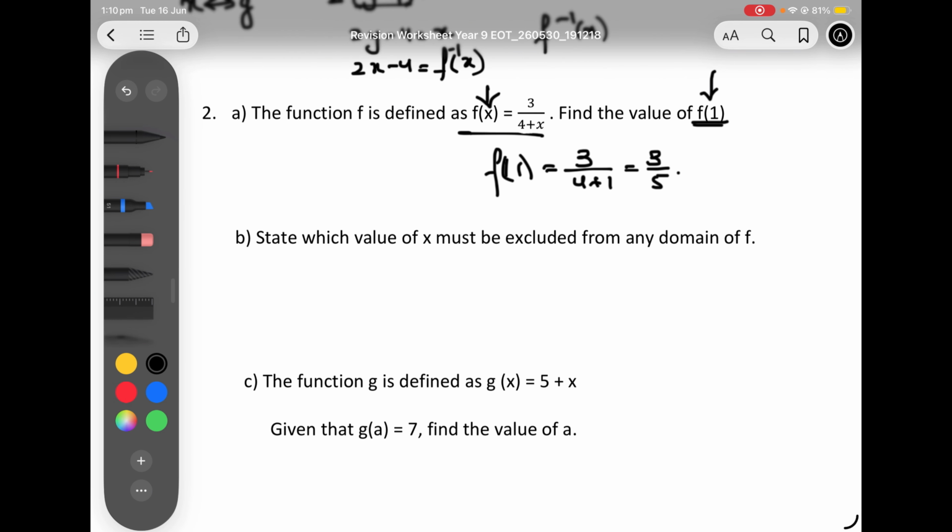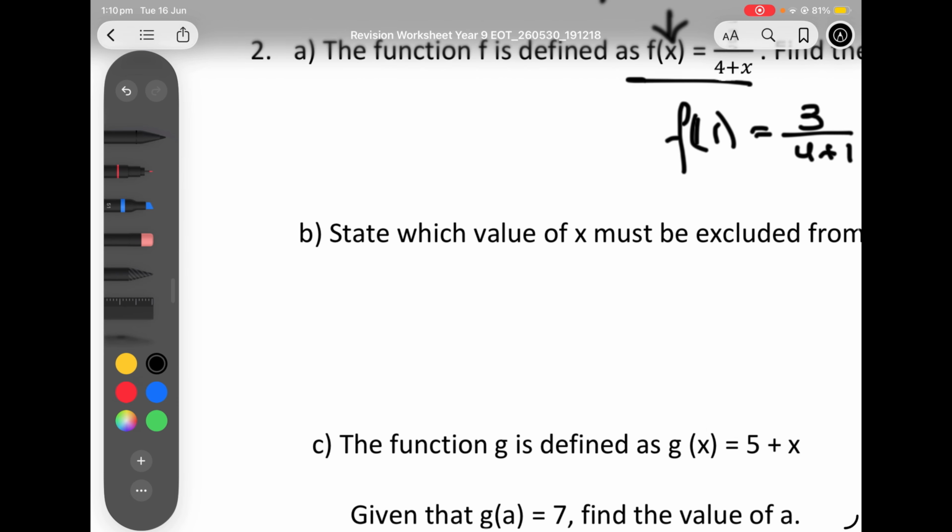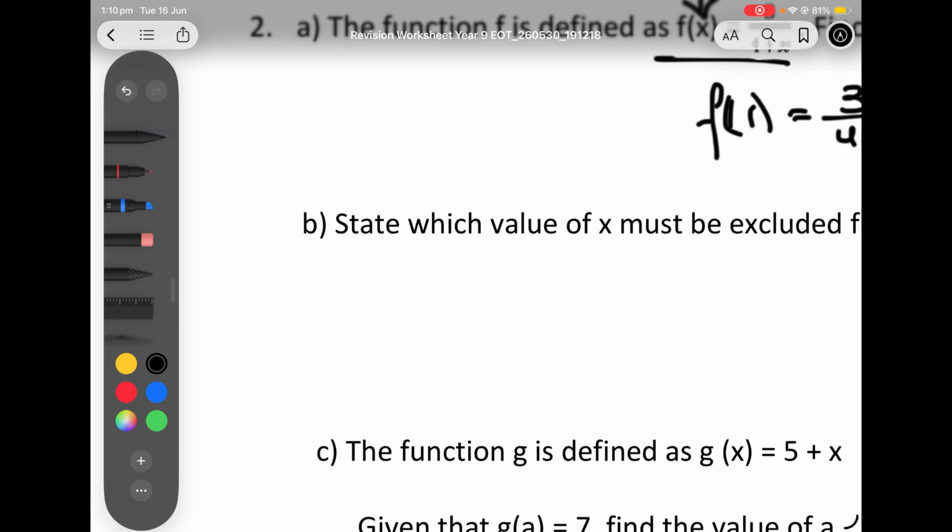State which value of x must be excluded from the domain of f. What value of x has to be removed from the domain of f? Now there is something called a range and a domain when you're studying functions. What do these actually mean, and how do we solve them? Let's see. So let's write down.